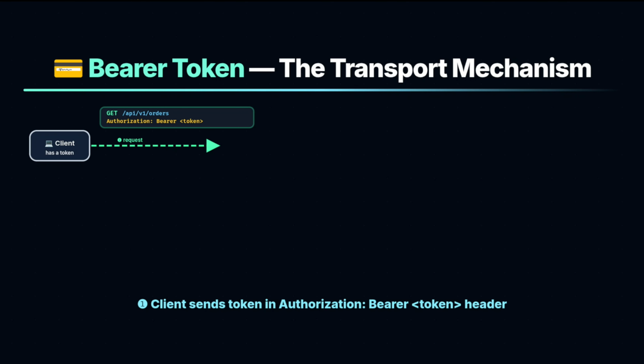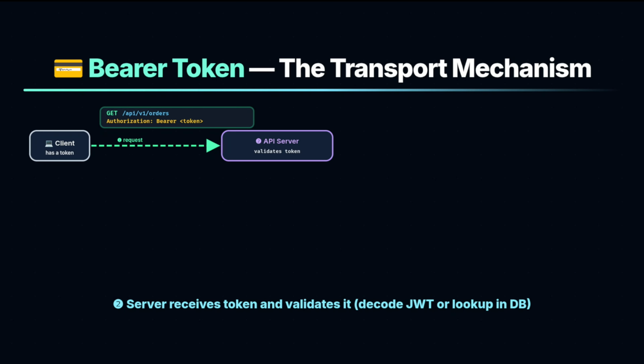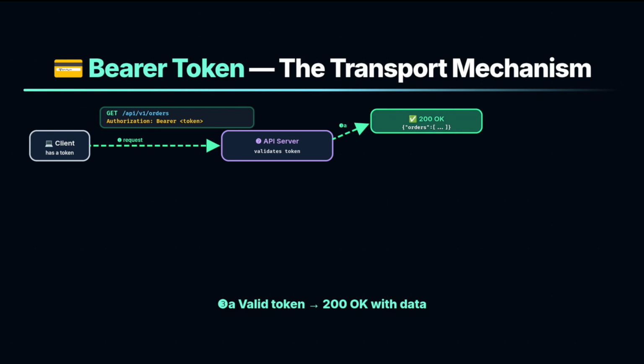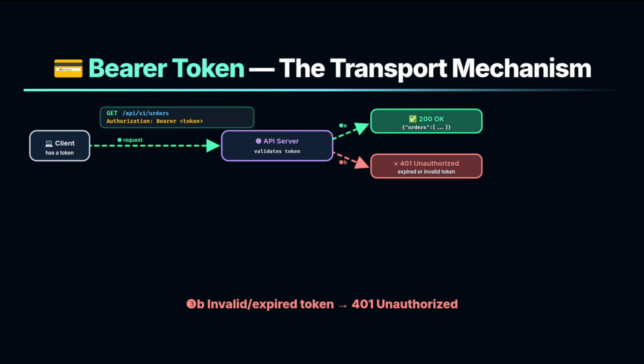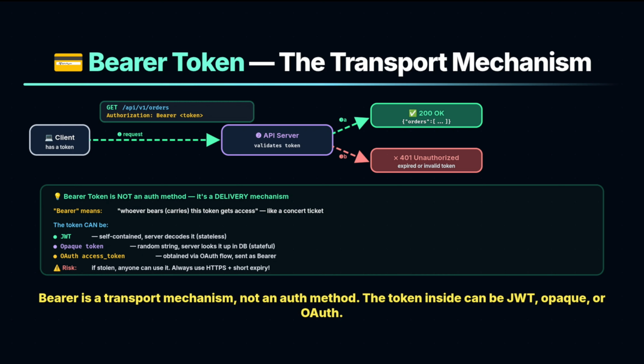Now the bearer token, which is just a delivery mechanism. Bearer is not an auth method. It's how you deliver the token, like saying I'm sending it via FedEx. FedEx is a transporter, not the package. The token inside can be a JWT or an OAuth access token. So bearer is like an envelope. What's inside the envelope determines how the server processes it. The risk: if someone steals the token, they can use it just like a stolen concert ticket. That's why you always have to use HTTPS and short expiry tokens.